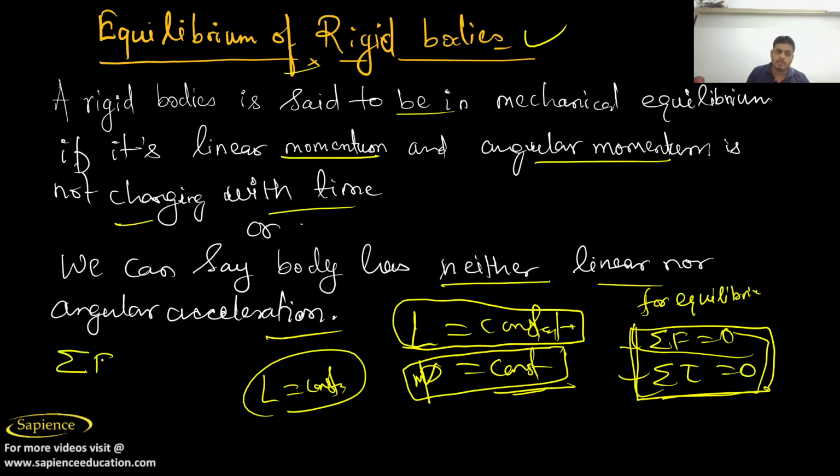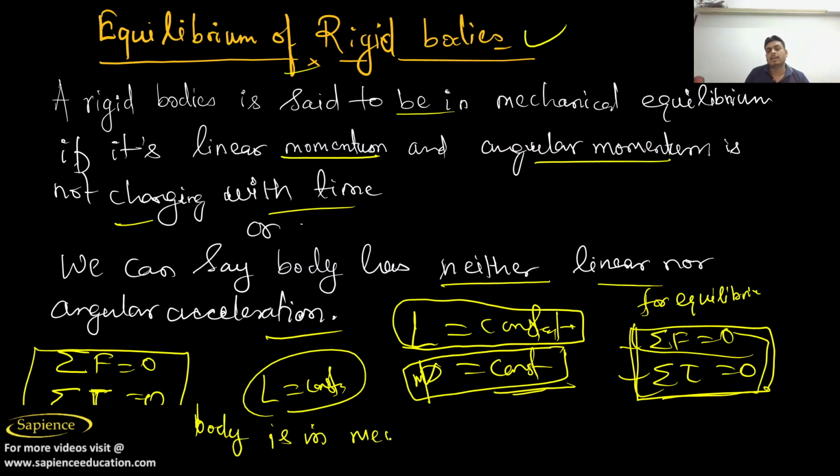Summation of total force is equal to 0 and summation of total torque is equal to 0. If these two conditions are satisfied, then we can say that the body is in mechanical equilibrium. I hope you have understood now.